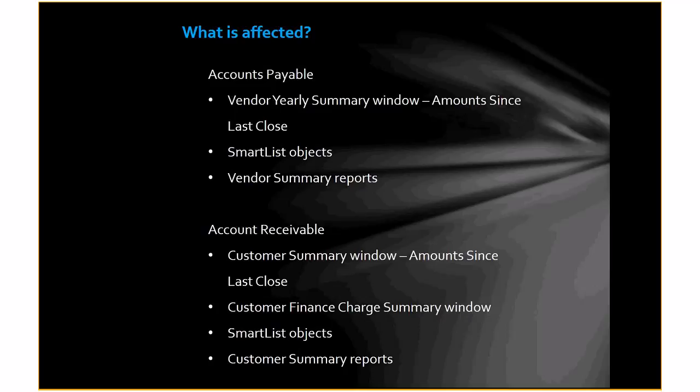So what is affected on the AP and AR modules? There are various reports on both sides. You have summary reports, and there are also smart lists as well as other summary windows that are affected. Effectively, the current year balances are zeroed out and moved to last year.